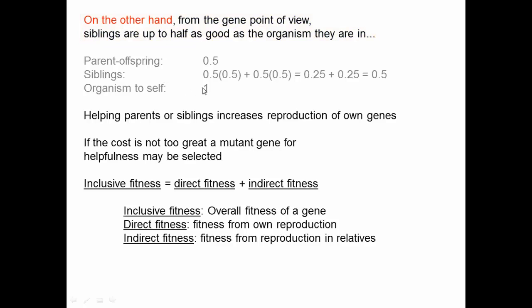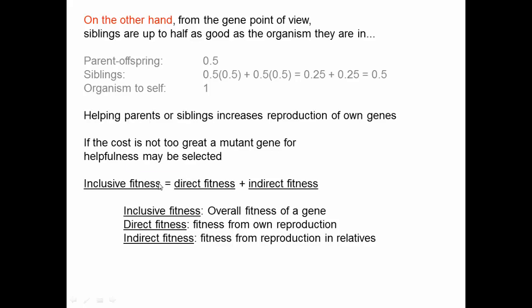So if you think about it from the genetic point of view, helping parents or siblings to reproduce is potentially helping the reproduction of copies of alleles that are in this organism itself. So now if we think about certain alleles for behaviors that are helpful, if the cost is not too great, a mutant gene for helpfulness might be selected. An allele in this individual that causes this individual to help these relatives has a 50% chance of helping other copies of itself reproduce in doing so.